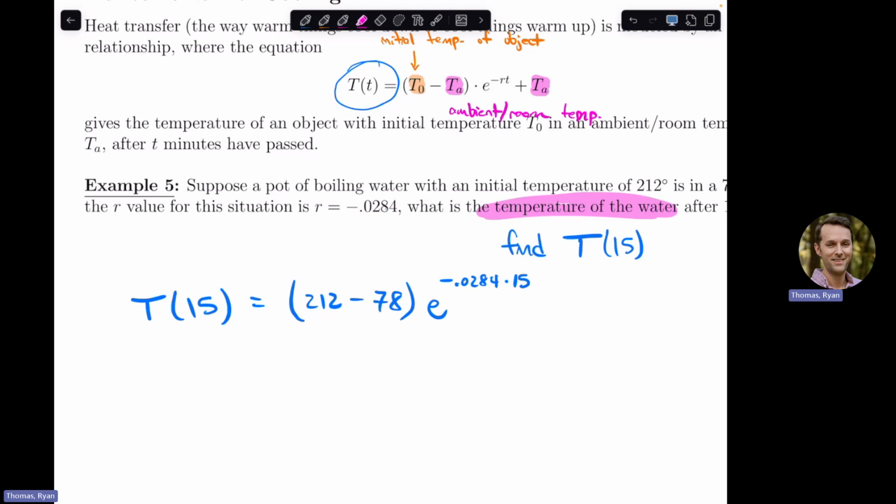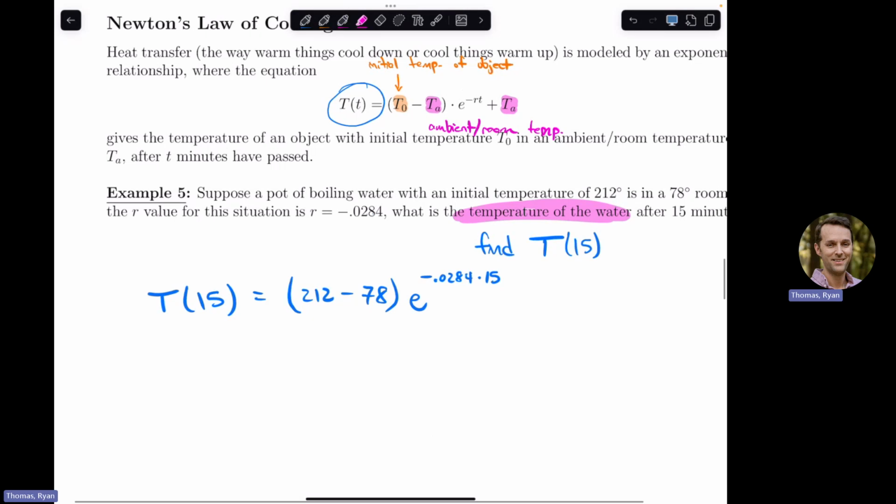For a thing that's warming up, the exponent needs to be positive. Okay? The same thing's true for the decay thing. Sometimes you'll see that decay model written like this. What it's really saying is just that this thing overall has to be negative in order for it to be decaying. So depending on where you look, sometimes it'll be written one way or the other. Plus 78.